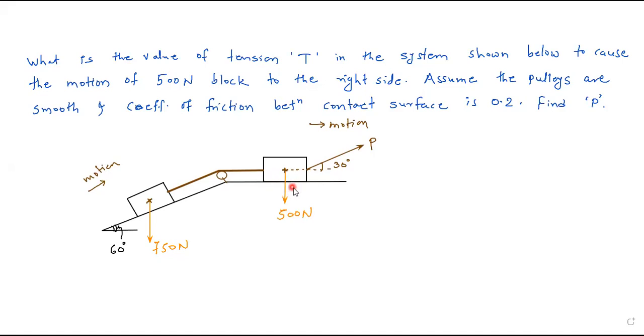So the coefficient of friction is 0.2 here, and here is also 0.2. The coefficient of friction between contact surfaces is 0.2. Find the force P. So we need to calculate the value of force P also.